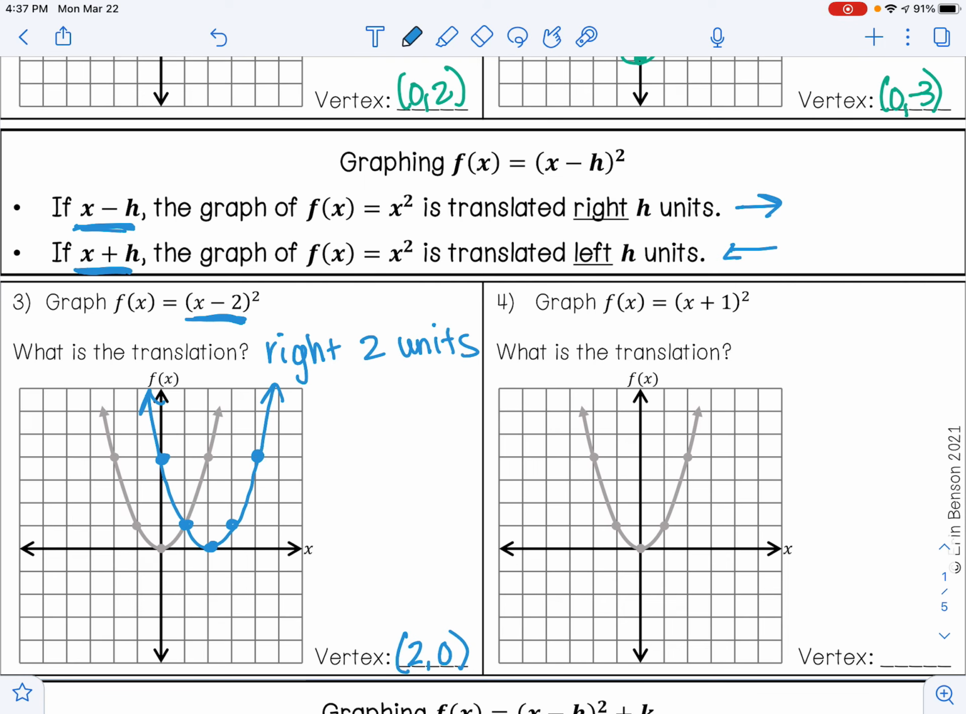On number 4, it says graph f of x equals (x plus 1) squared. So here I have plus 1 inside my parentheses. So if I have x plus a number, that tells me that I'm going to the left. So this must mean that I'm going left 1 unit. And so I'm just going to move each one of these points left 1 unit. And then I can go ahead and connect these to make the parabola. My new vertex is at the point negative 1, 0.